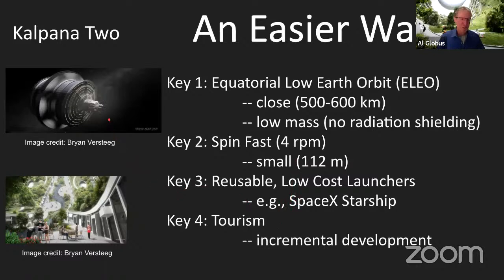Now, I'm sorry I didn't go over this, but this is the same picture as Kalpana 1, but you can't really tell how big it is, so I'm going to call it also Kalpana 2. Kalpana 2 is just like Kalpana 1, except that it spins faster, and it doesn't have all the radiation shielding. And you can tell that it spins faster because look at the curvature. You're living in a very curved environment. It's very, very noticeable, which is not something you want to do forever necessarily, but it's a place to get started.